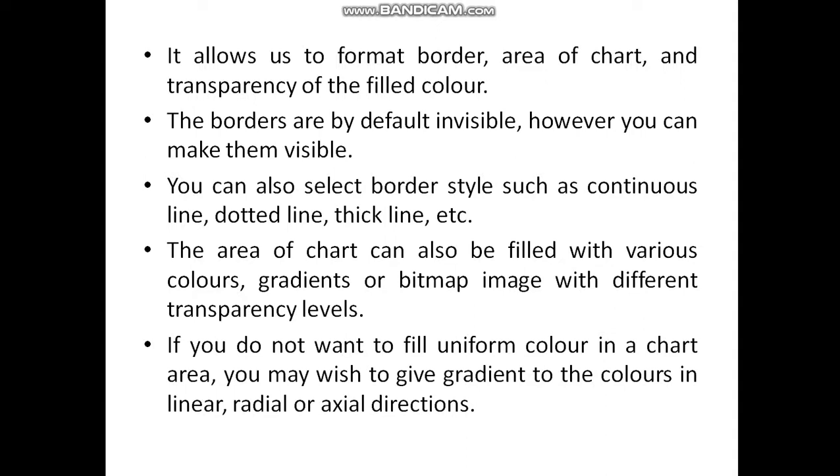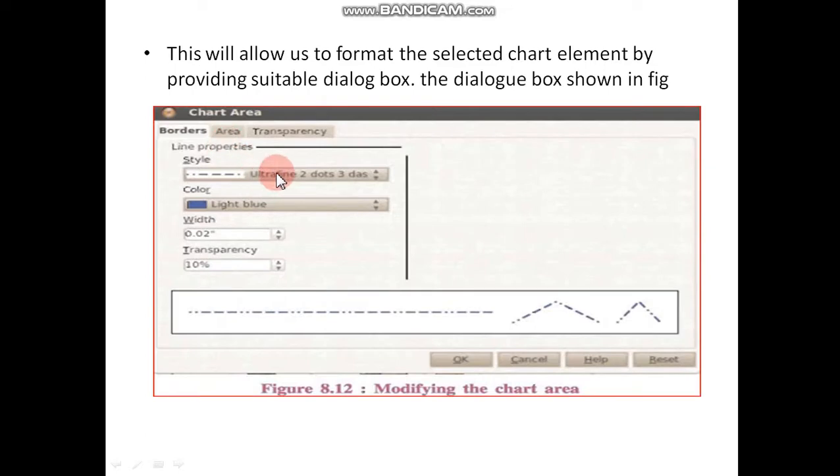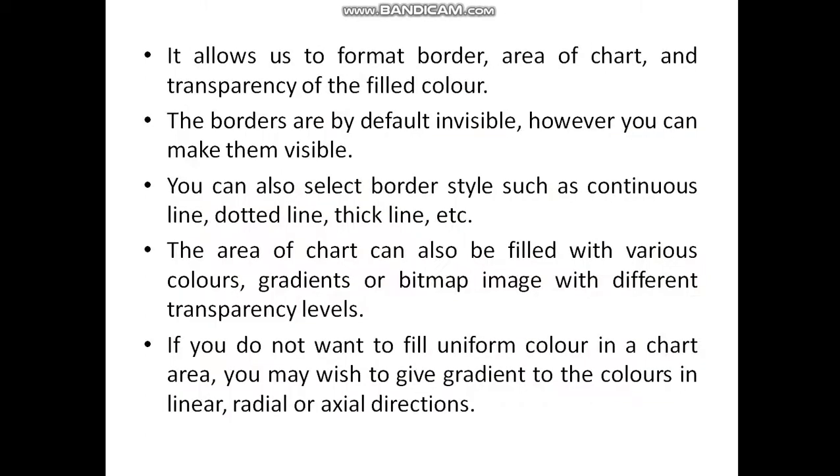The borders are by default invisible. However, you can make them visible. You can also select border styles such as a continuous line, dotted line, thick line, etc. from that style icon and choose different types of line or border. The area of the chart can also be filled with various colors, gradients or a bitmap image with different transparency levels. If you do not want to fill a uniform color in the chart area, you may wish to give a gradient to the colors in a linear, radial or axial direction.